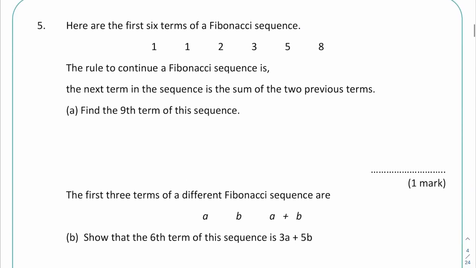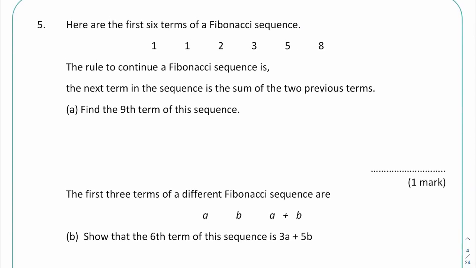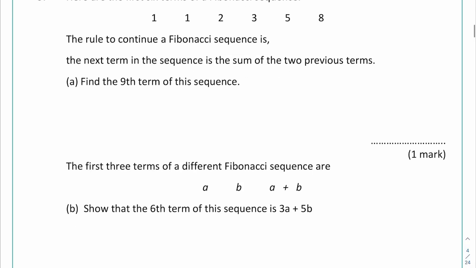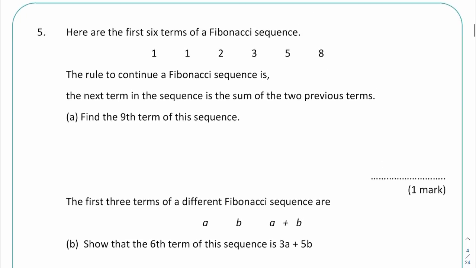For question 5, we have here are the first 6 terms of a Fibonacci sequence. So a Fibonacci sequence is when the first 2 terms are added together to get the next one, and then the second and third term are added together to get the fourth. So if we have a look, it does say this. It says the next term in the sequence is the sum of the 2 previous terms. Find the 9th term of the sequence.